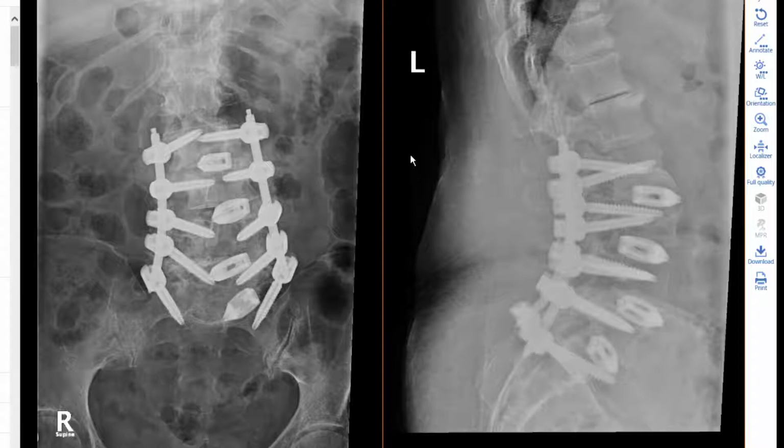Now, one of the characteristics was that the patient's leg pain was gone right after the surgery, and patient did ambulate the same day of the surgery. So overall, we were very happy with the result of this surgery.